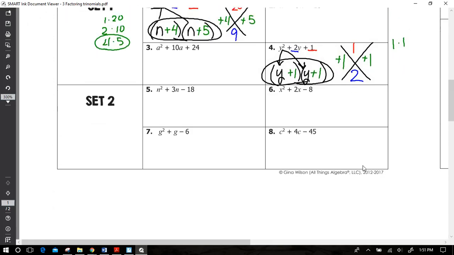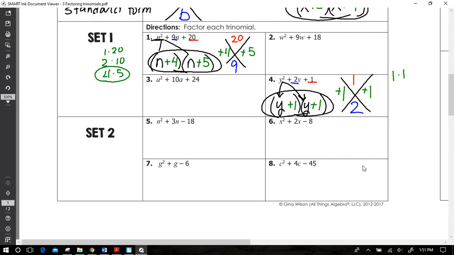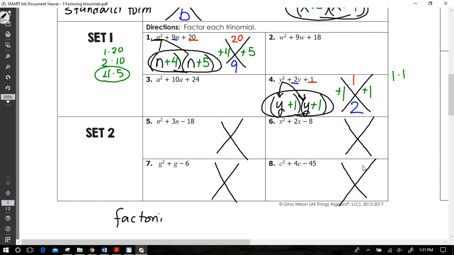So I really would like to see you try to do a few of these. Just pause the video and see if you can figure them out. Again, if you're searching this topic, it is factoring trinomials. And that is where your A equals 1.